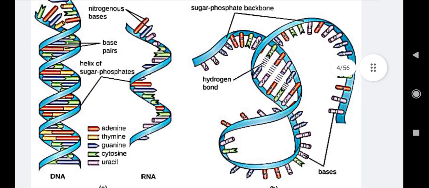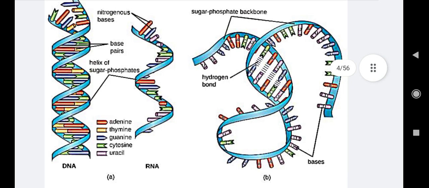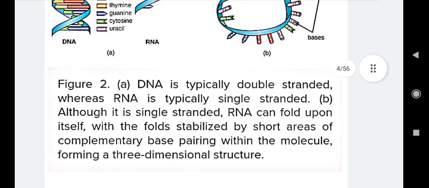Here you can see the hydrogen bonding in the B figure, where single strand RNA has folded onto itself by complementary base pairing found within the single strand of RNA, and makes a three-dimensional structure.